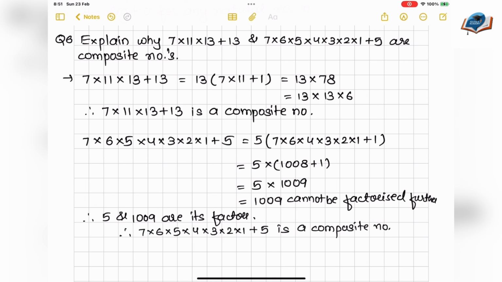So 18 will be equal to 2 into 3 into 3 and 12 will be 2 into 2 into 3. So LCM will be 2 square into 3 square. So that is 9 fours are 36. So therefore they will meet again at the starting point after 36 minutes.